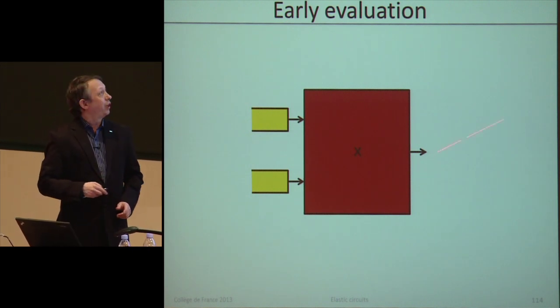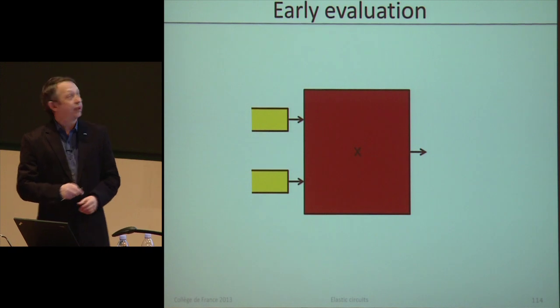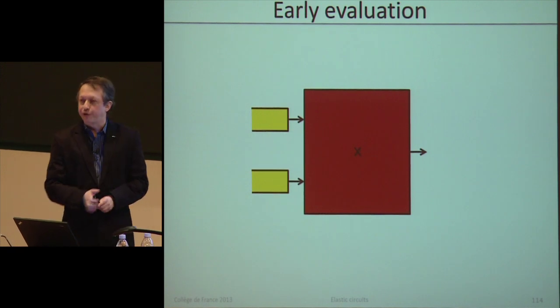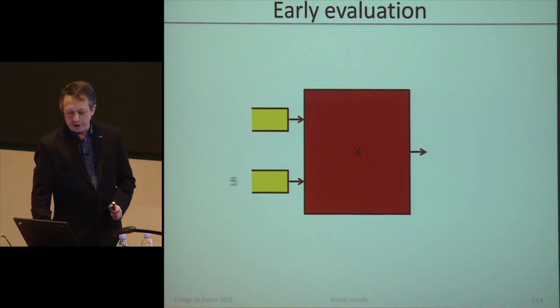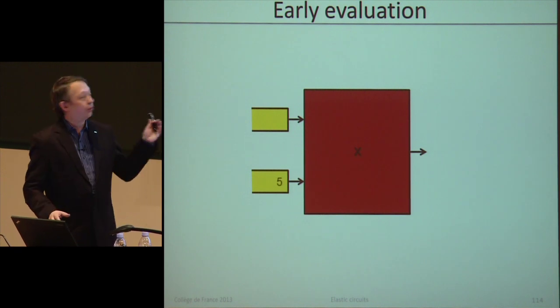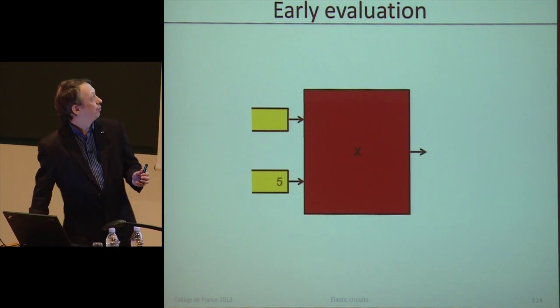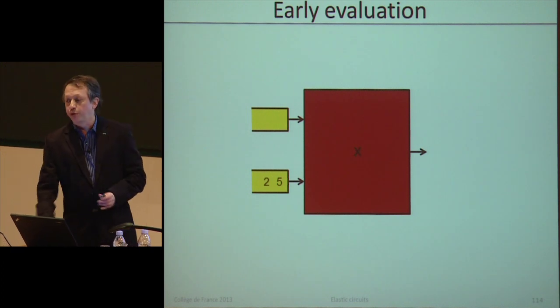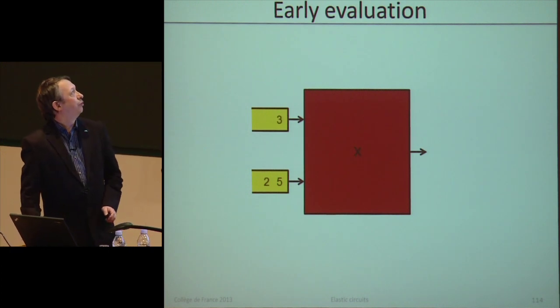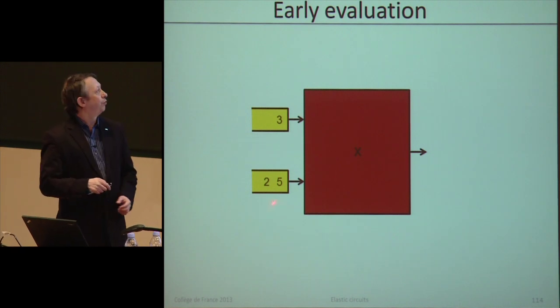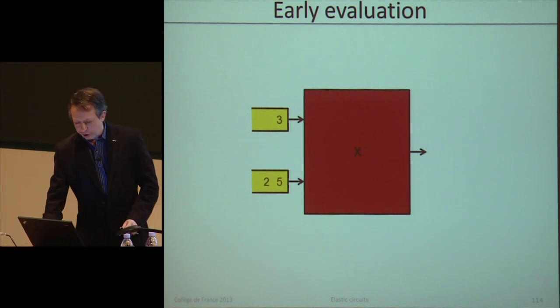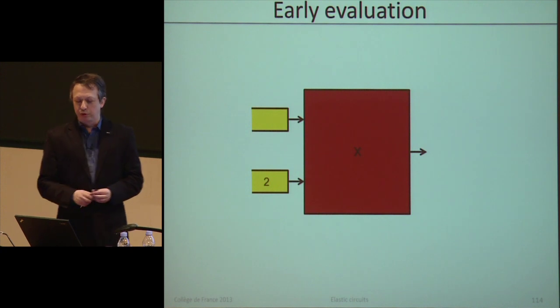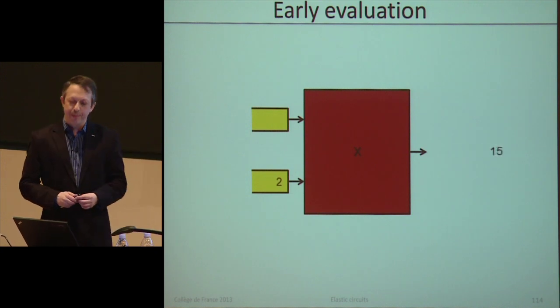So let's imagine that we have an elastic block. This is a multiplier, and these are the input latches of FIFOs. The typical operation in an elastic mode is, okay, we have some input data. We have to wait to have available data in both inputs just to do an operation. So when we have another data here, 5 times 3, we will do an operation and we will send the result to the next stage, okay?